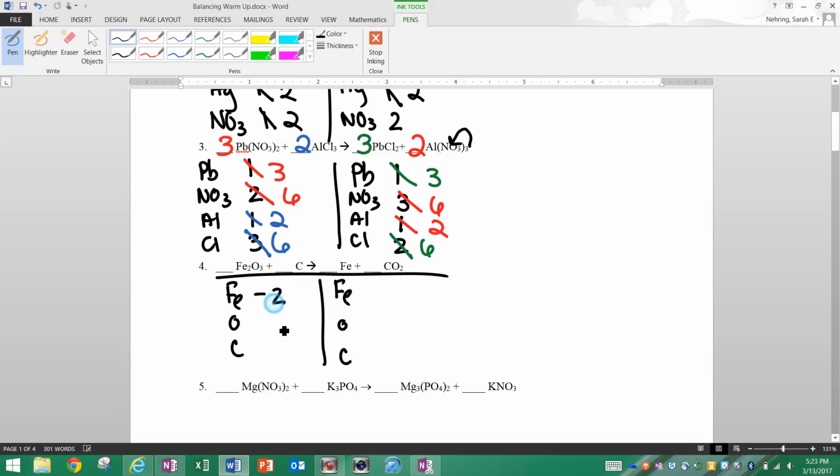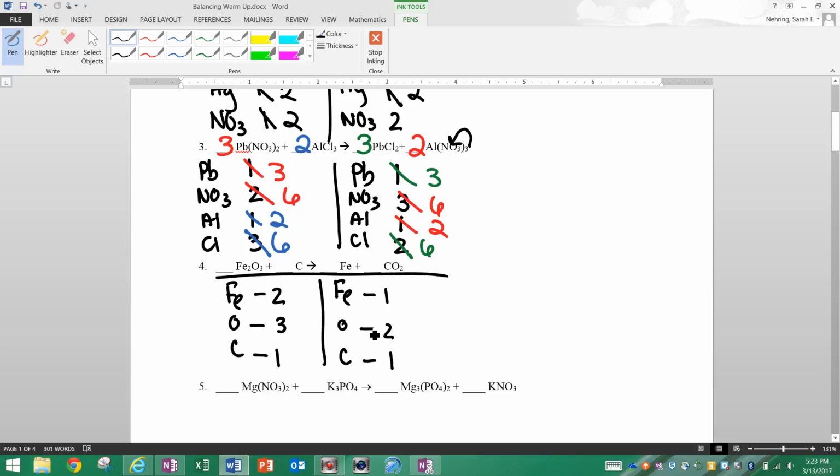On the left, I've got 2 irons, 3 oxygens, 1 carbon. On the right, I've got 1 iron, 2 oxygens, and 1 carbon. So I'm going to pick something to balance. Let's go with the O's first, because I've got the 3 and the 2. Let's give that a shot.